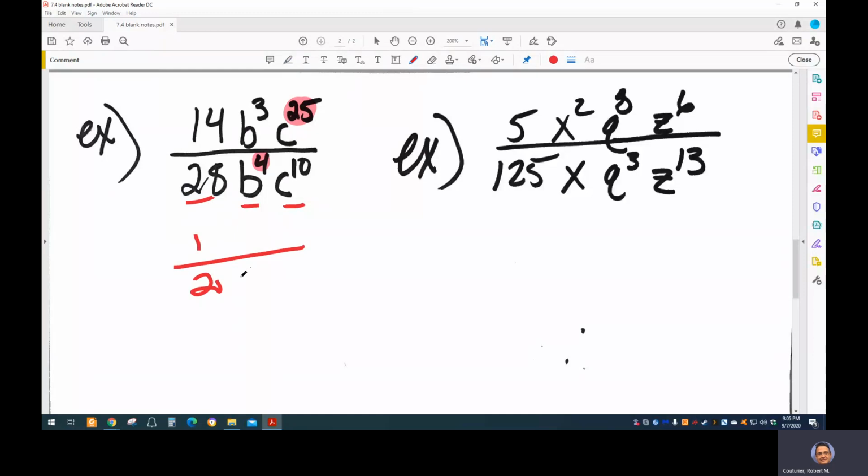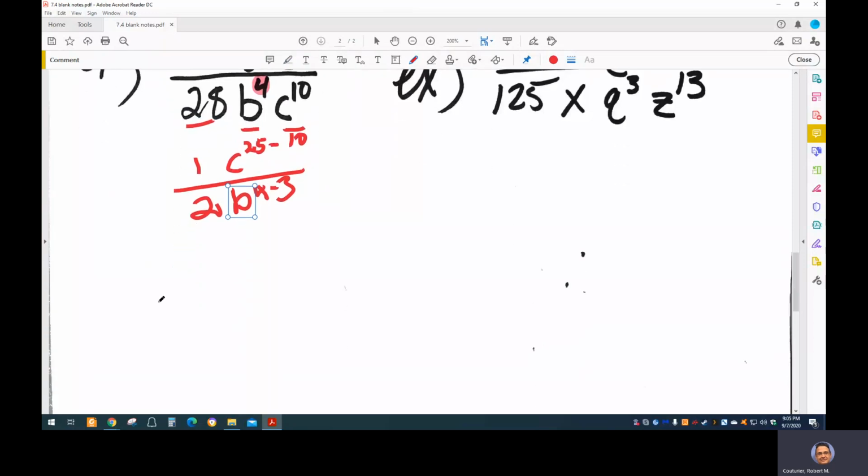So let's tackle each piece individually. So the b's are going to be downstairs. We have 4 minus 3. And the c's are in the numerator. So we're going to have 25 minus 10. So again, we're really not doing anything more than dividing and some simple subtraction.